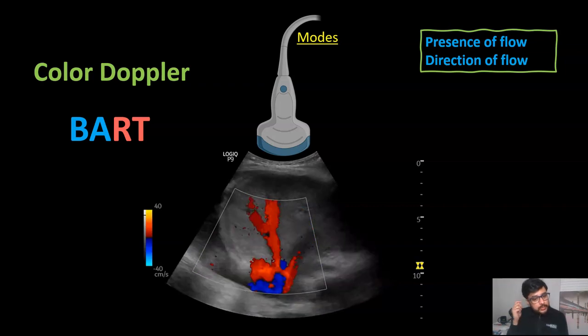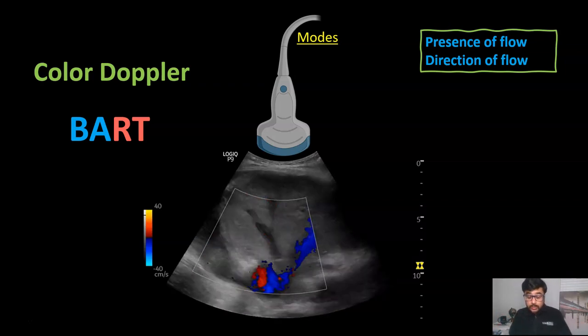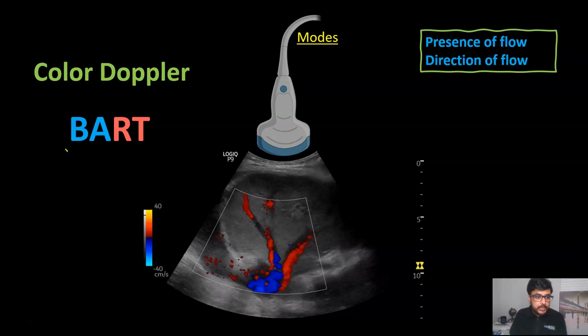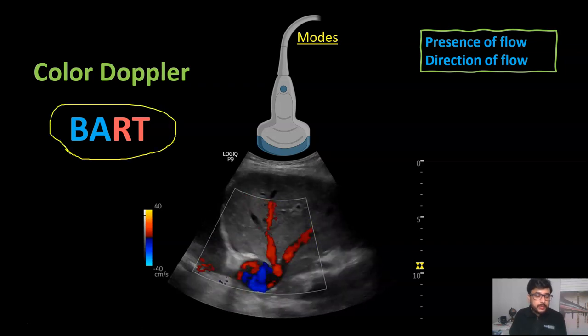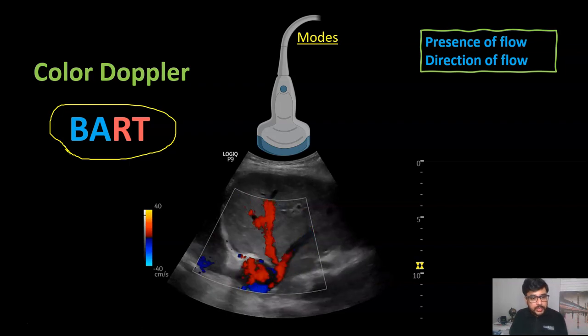Why do we use color Doppler? Essentially to identify the vessels. Color Doppler tells you whether there is flow or no flow, and if there is flow, what the direction of the flow is. If the blood is flowing towards the transducer, that's represented as red. If the blood flow is away from the transducer, that's represented as blue. It has nothing to do with artery or vein. You can remember that with the mnemonic BART: blue is away and red is towards the transducer.